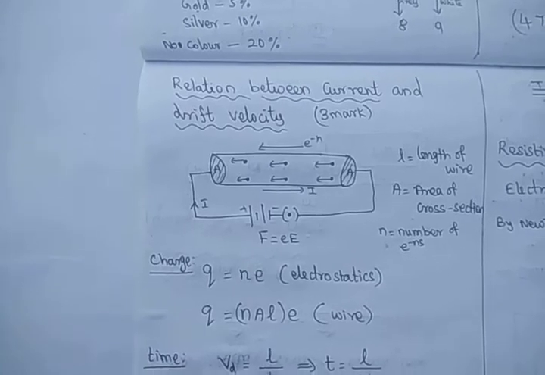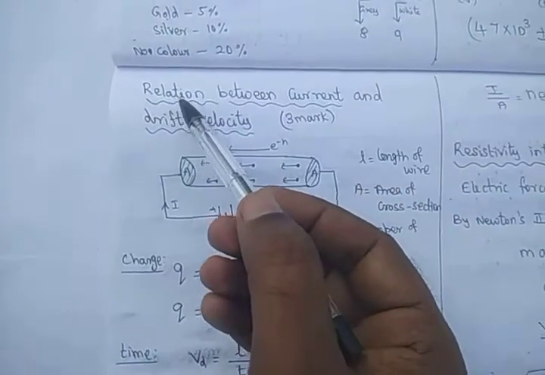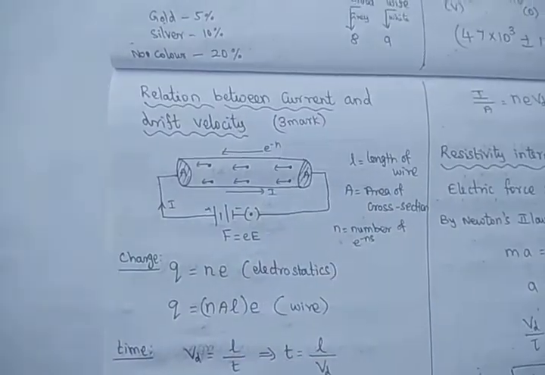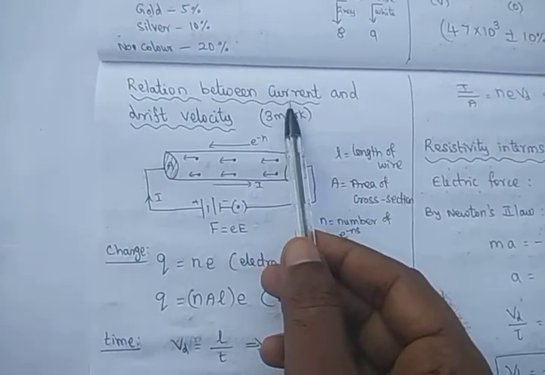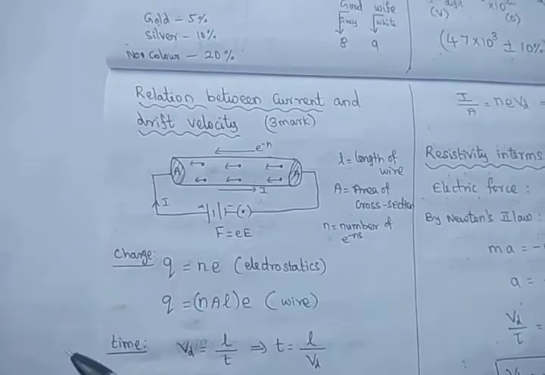Yes, dear students, today in this session we are going to see the relation between current and drift velocity. Current we know is I, and drift velocity is Vd. What is the relation between them?